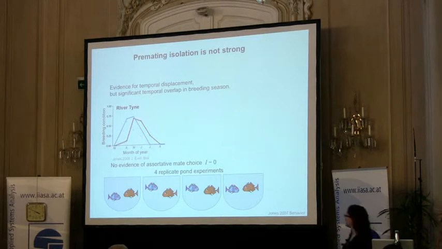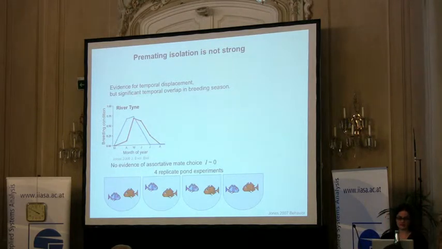In replicate pond experiments, I was able to show that there's no evidence for assortative mate choice. The assortative mating coefficients in these were not significantly different from 0, so we have no evidence that mate choice plays a role in this particular system.